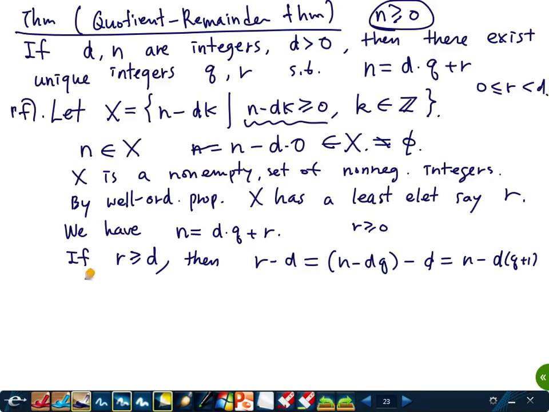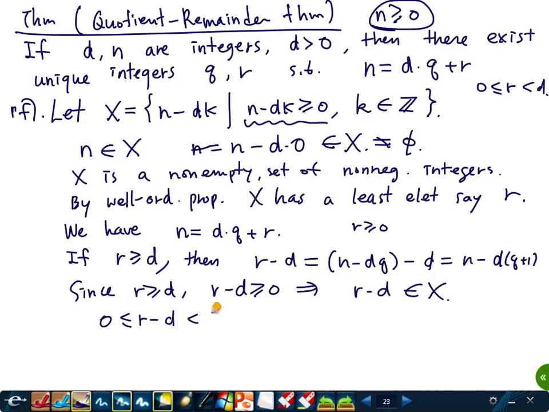Let's do it this way. Because of this assumption, r minus d is non-negative. That means r minus d is an element of X. What is this? This is a contradiction. r minus d is greater than or equal to 0 and less than r, because d is positive. So r minus d is in X, but r is the smallest element in X, and this one is smaller than r. Contradiction.